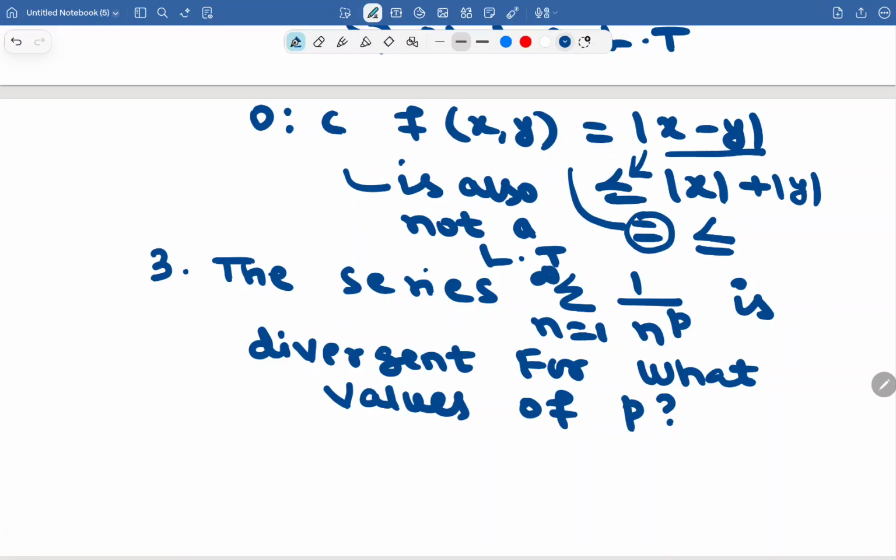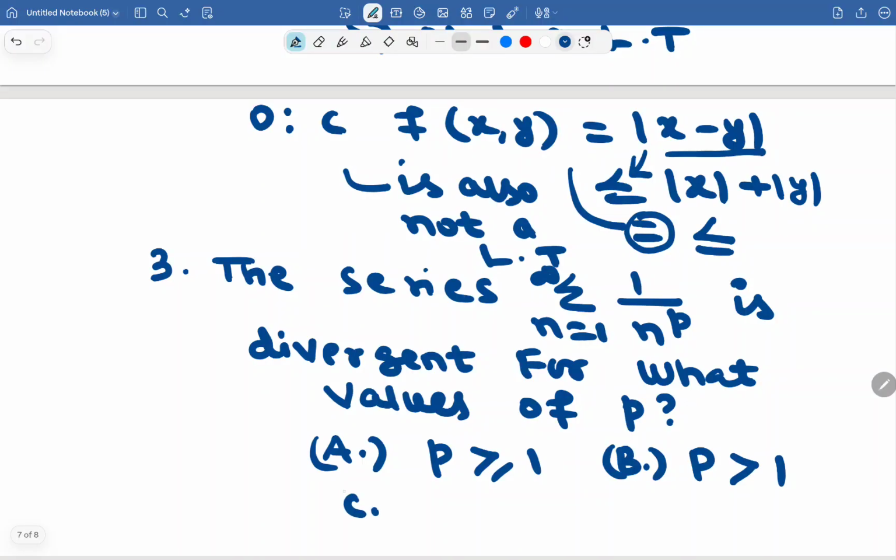Option A, p greater than or equal to 1. Option B, p greater than 1. Option C, p less than or equal to 1. Option D, p less than 1.